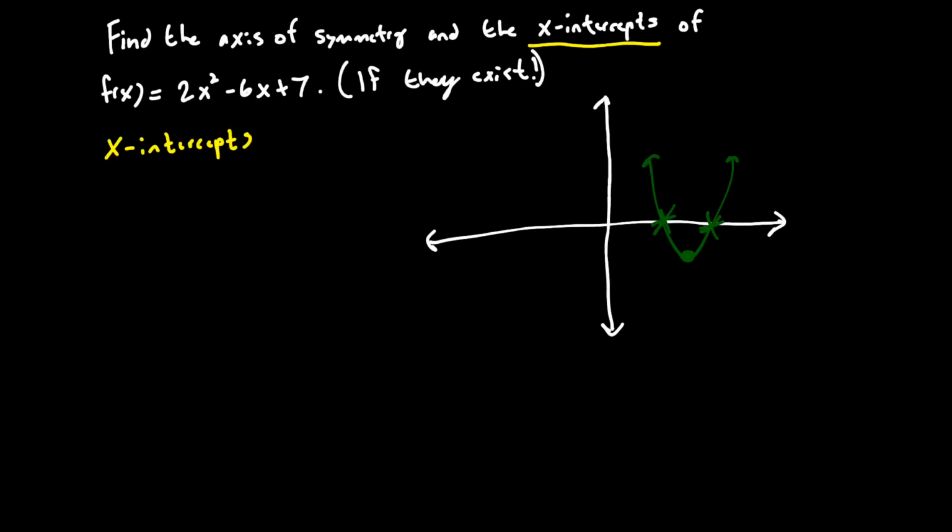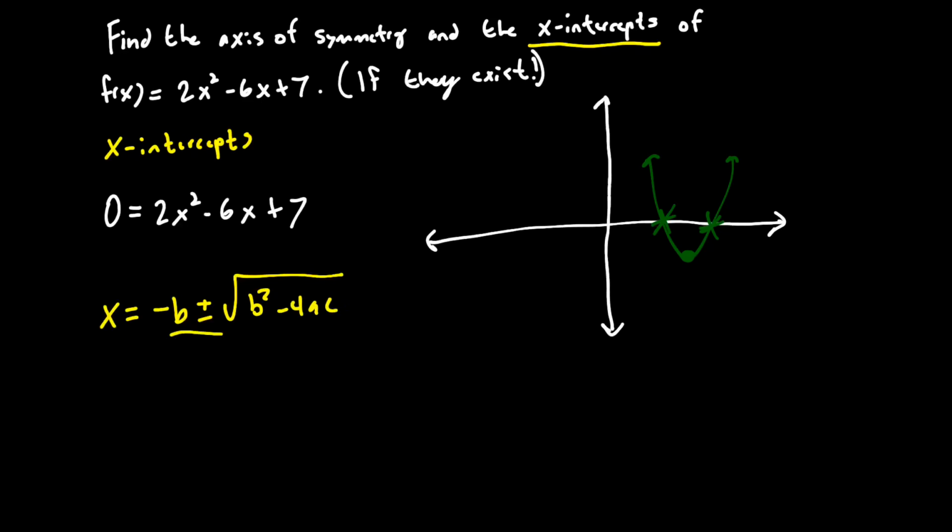That means we want our y value to be equal to 0, so we're going to set our function equal to 0. Now we want to find the numbers x that make this equation true, but this is pretty difficult to do. So instead of trying to factor this, let's go ahead and apply the quadratic formula. Recall the quadratic formula is that x is equal to negative b plus or minus the square root of b squared minus 4ac, divided by 2a.